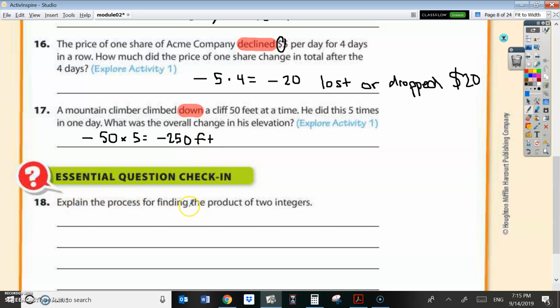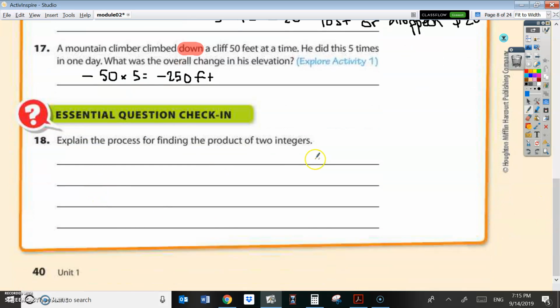Explain the process for finding the product of two integers. Well, that's easy. Good things happen to good people, and that's good. Bad things happen to bad people, and that's good. Good things happen to bad people, and that's bad. Bad things happen to good people, and that's bad. Now we write it.